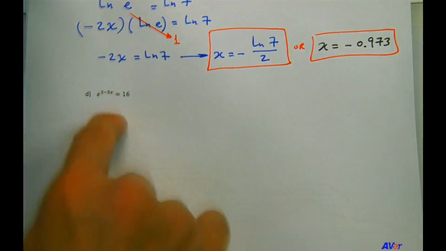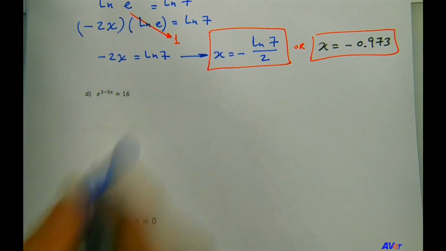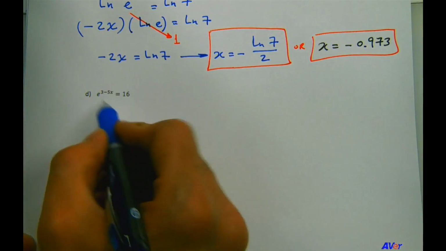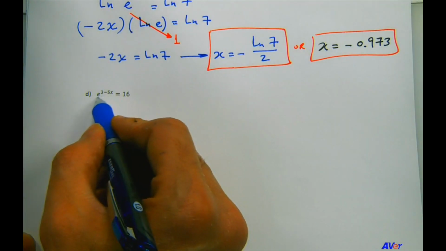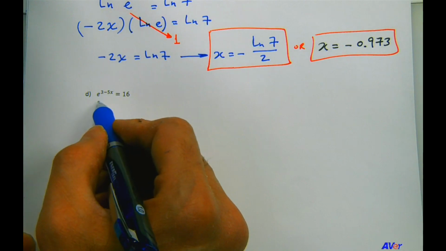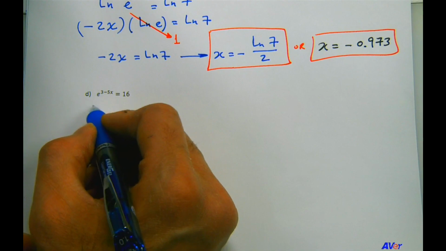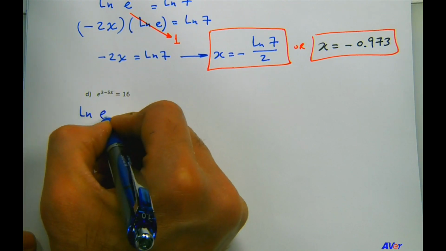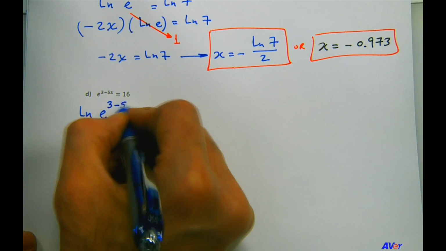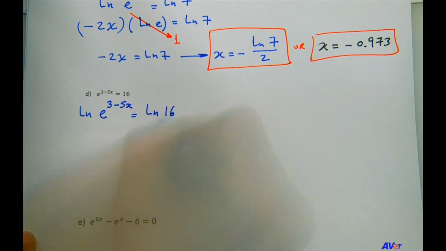Okay. Next problem. Please solve this on your own, then come back to the video. Okay, I'm assuming you've done that. This once again has base e. This exponential function has base e, so it's a natural exponential function. So let's take the natural log of both sides as we solve for x. So natural log of e to the 3 minus 5x equals natural log of 16.